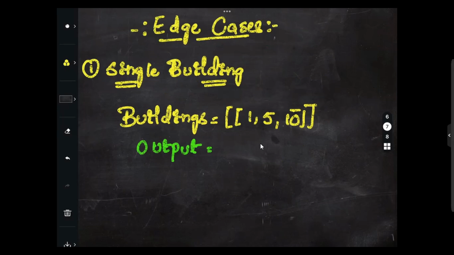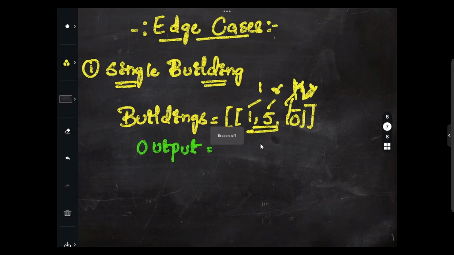So let's discuss the edge cases step by step. The first edge case is a single building. When we have only one building, here we have 1, 5 and 10: the left edge of the building, the right edge of the building on the x-axis, and the y-axis value, the height. You can consider them as left, right and height, right?